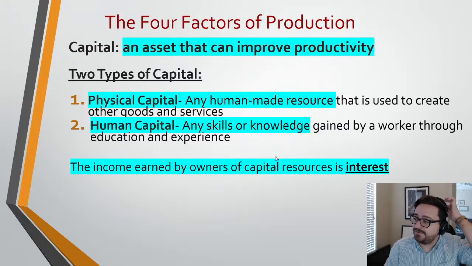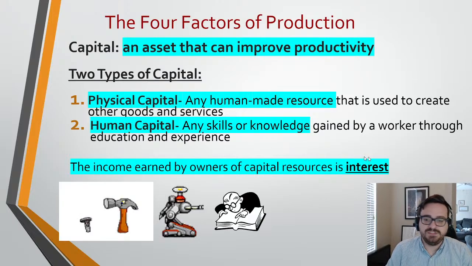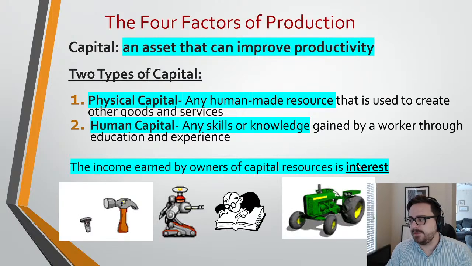The money made off of capital, like if you sell capital, is called interest. Different than the interest that you earn on a bank or something. It's different than that. I love econ vocabulary.